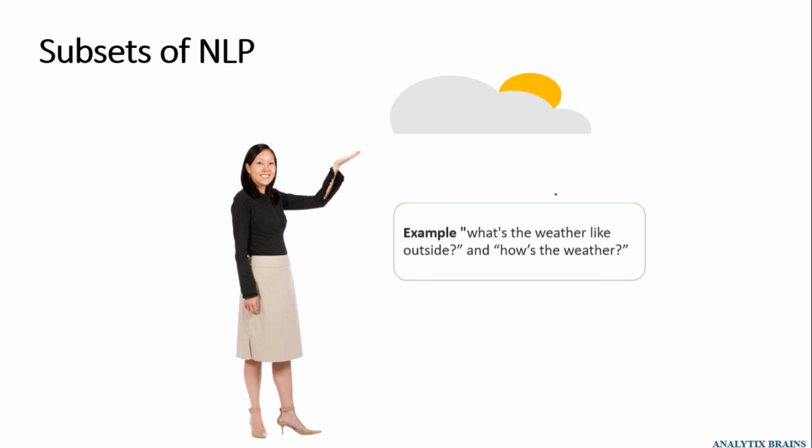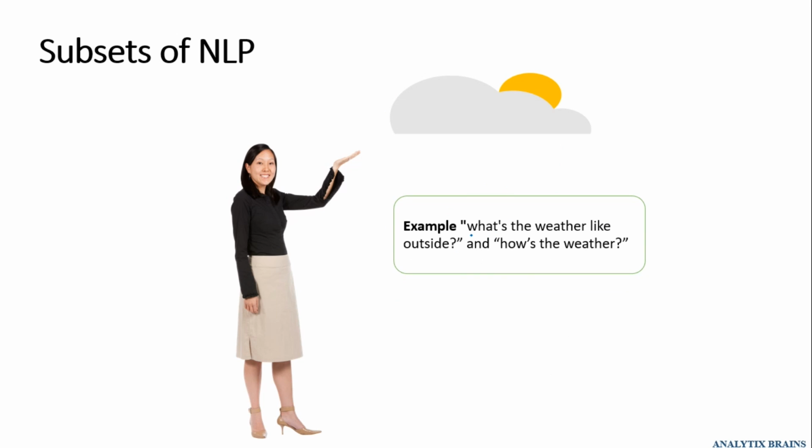Let's see an example. Suppose we have an example which is saying what's the weather like outside and how's the weather. So these two are the same question, but the way the user has said them is different. The idea of NLP is to analyze the sentence and look for any pattern in it, and NLU will try to understand the intent behind it, whether these two questions are different or the same, and based on that it will give you the answer.